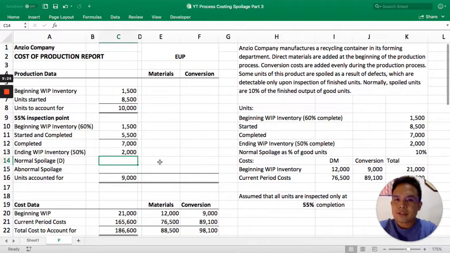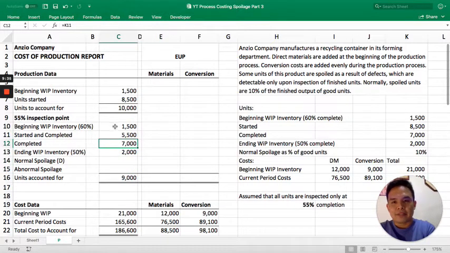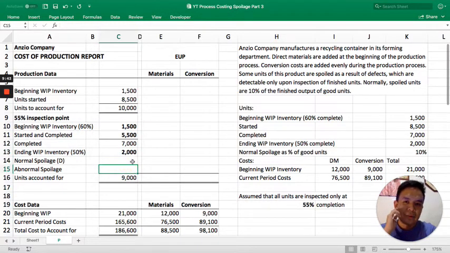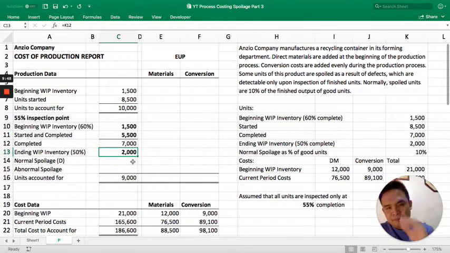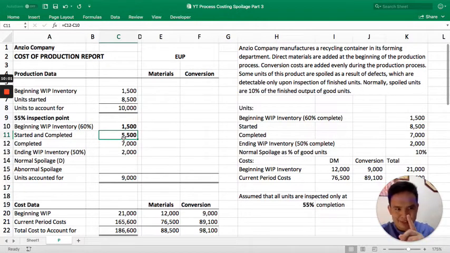Then, titingnan natin dito. Yung completed, again, you look at these three parts. Isagregate natin yung completed into two. So, looking at these three parts, ilan dyan ang dumaan sa inspection point during the period? Ang ending, if the inspection point is at 55% and the ending inventory is at 50%, dumaan ba siya ng inspection point? Ang sagot, hindi. So, wala. Ang started and completed, dumaan ba sa inspection point? Yes. Kasi from 0 to 100, dumaan talaga ng 55.